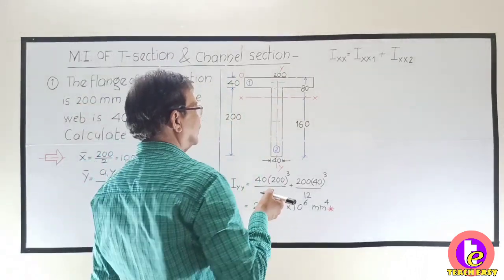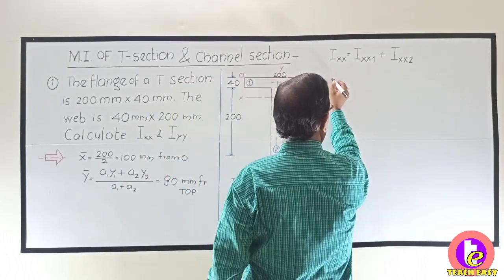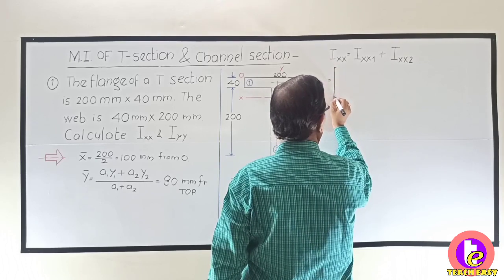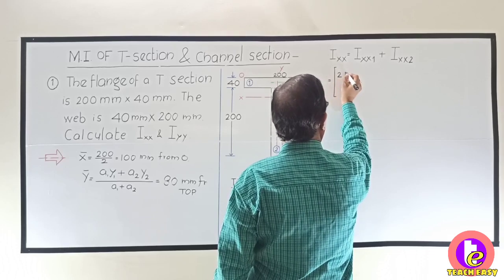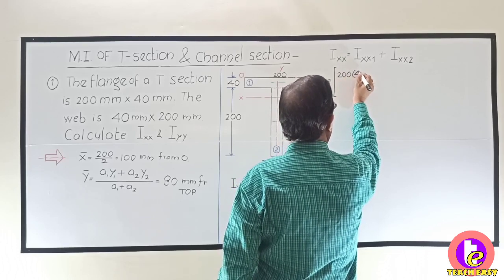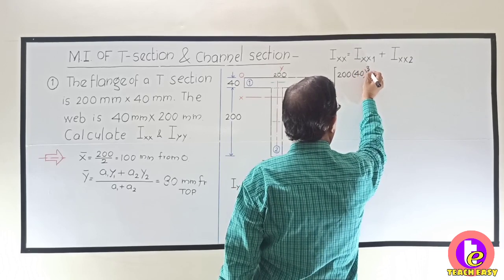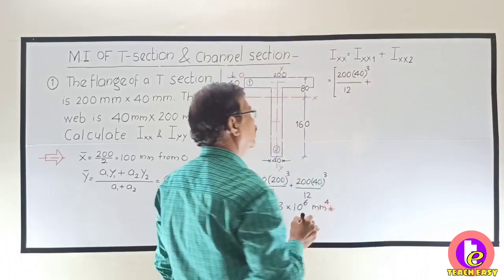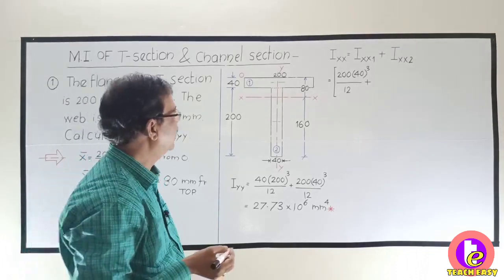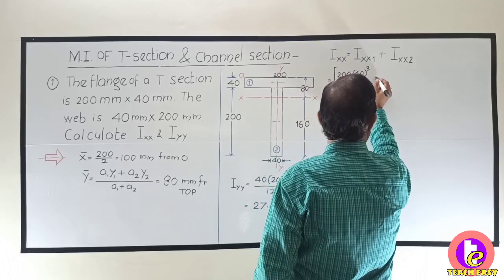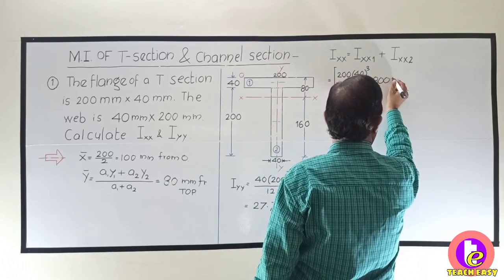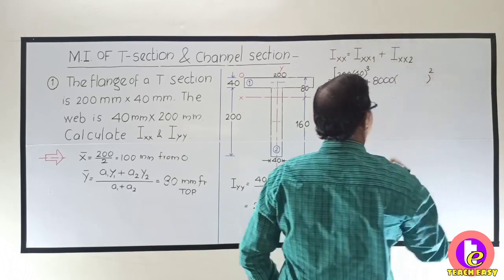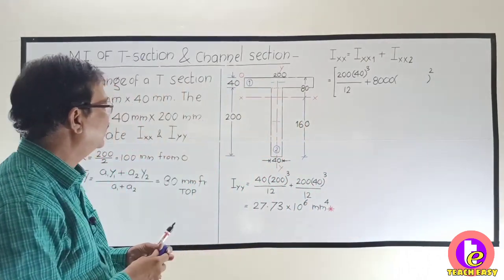Now let us see what is Ixx1, that is this one. Ixx of rectangle, we know that it is BD cube by 12. So what is B for the first rectangle? 200. What is D? 40. Cube of it divided by 12 plus area into h square. What is area? 200 into 40 that is 8,000 into h square. Let us see now what is h.